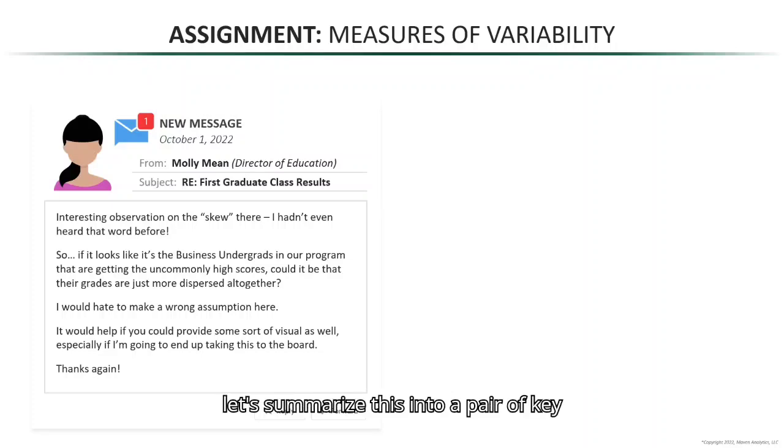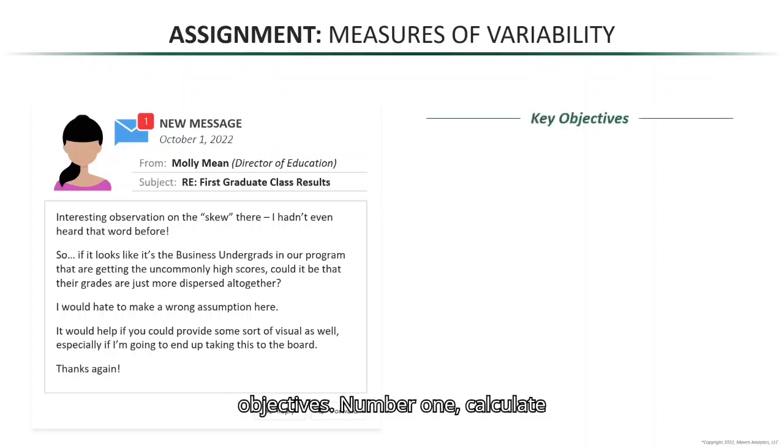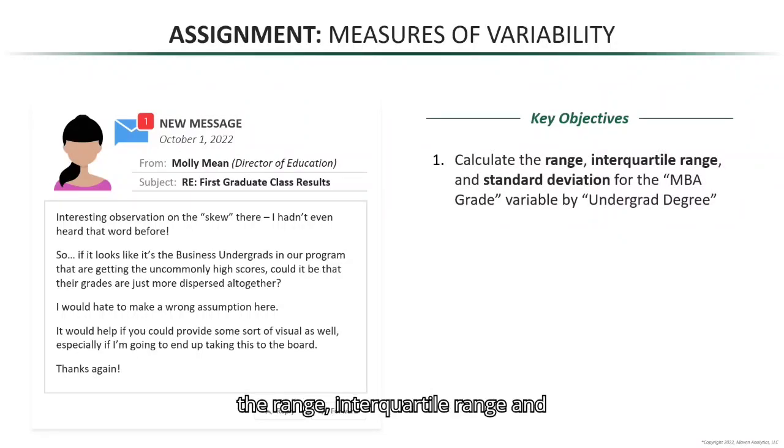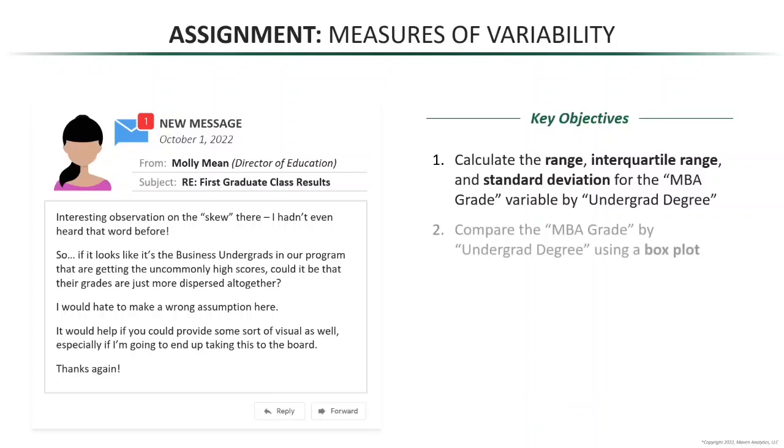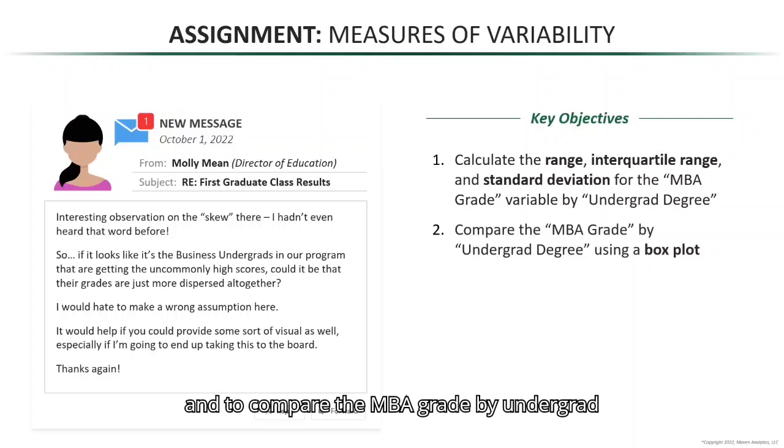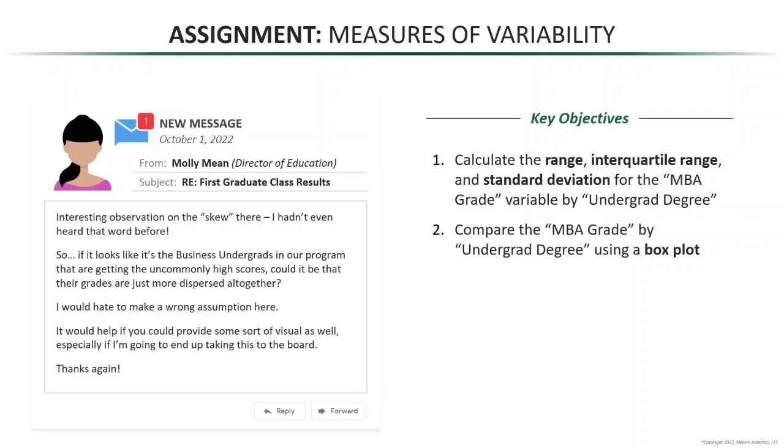So let's summarize this into a pair of key objectives. Number 1, calculate the range, interquartile range, and standard deviation for the MBA grade variable by undergrad degree. And 2, compare the MBA grade by undergrad degree using a box plot. Again, all with the purpose of checking if the business undergrads have more dispersion in their MBA grades compared to the other undergrads. So take your time to go through these steps and think about the interpretation of your results before you move on to the solution video.